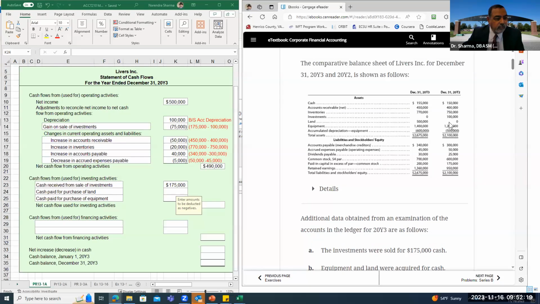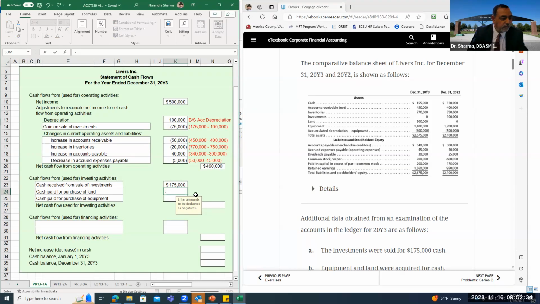So let's look at the land. Land was 0 last year, and now it is 500,000. So that means I would have purchased 500,000 worth of land. So that is an outflow because I'm using cash. So I'll put it within parentheses. So that will be 500,000.